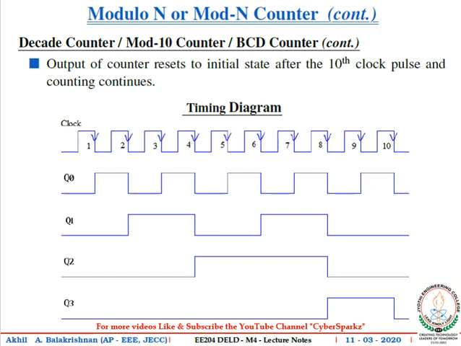In general, you can have a relation. If you connect n number of flip-flops in asynchronous mode, each flip-flop will change its state for every 2 raised to n minus 1 clock pulses given to the first flip-flop, where n is the position of the flip-flop starting from the flip-flop with the basic clock signal. So I hope you have understood the basic idea and working of a decade counter.